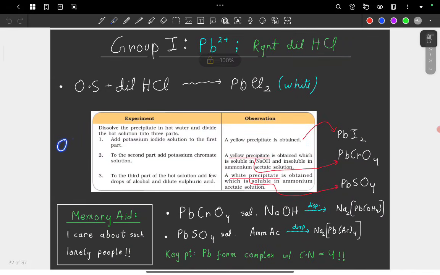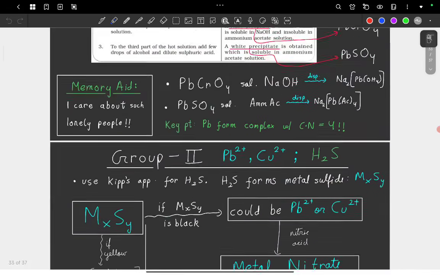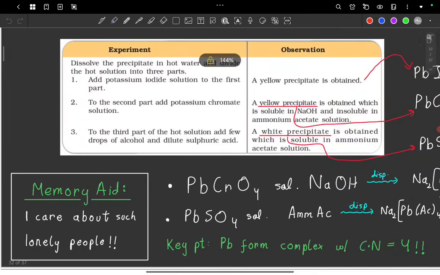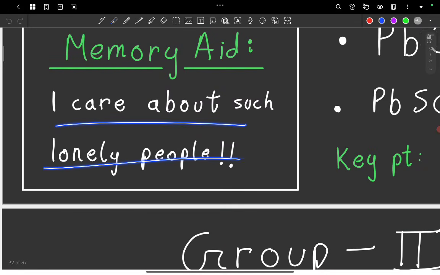We have done group 0 and group 1. Now let's move on to group 2. Oh, I forgot to tell you the memory aid. I care about such lonely people.